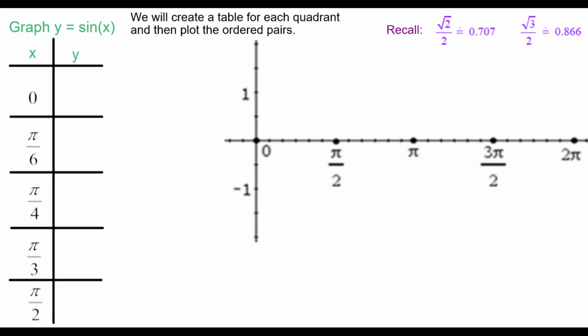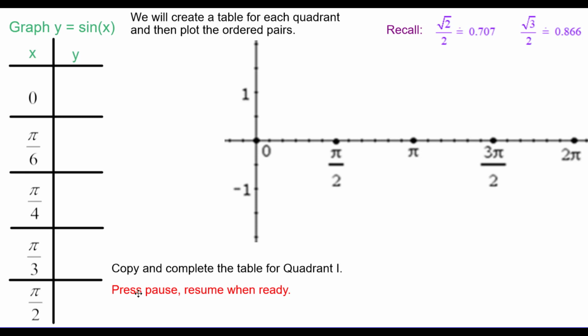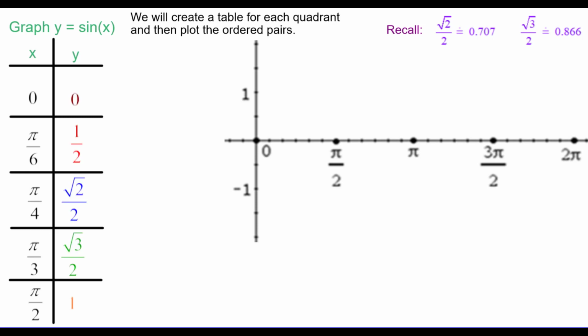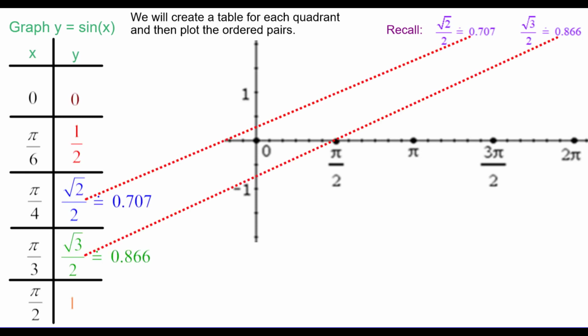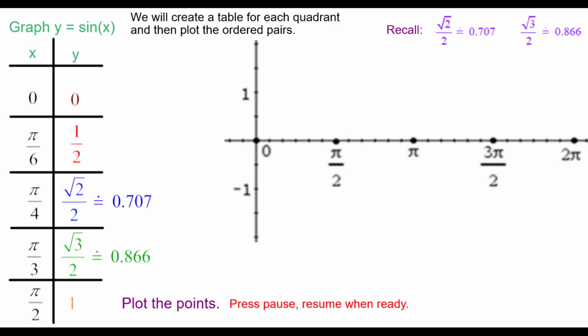So here's our first quadrant, including the axes values. Copy and complete this table for quadrant 1. Press pause and resume when you have these filled in. These are the values that you should just know, and then we'll also use decimal approximations for these. We'd like you to plot those points right now. Press pause, resume when you're ready.